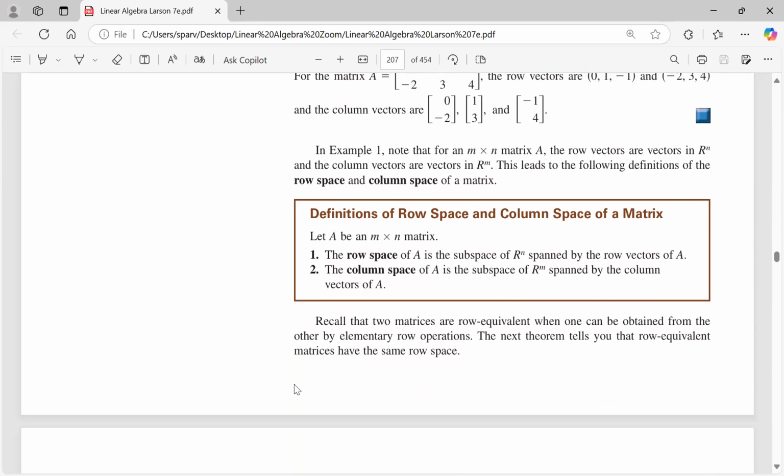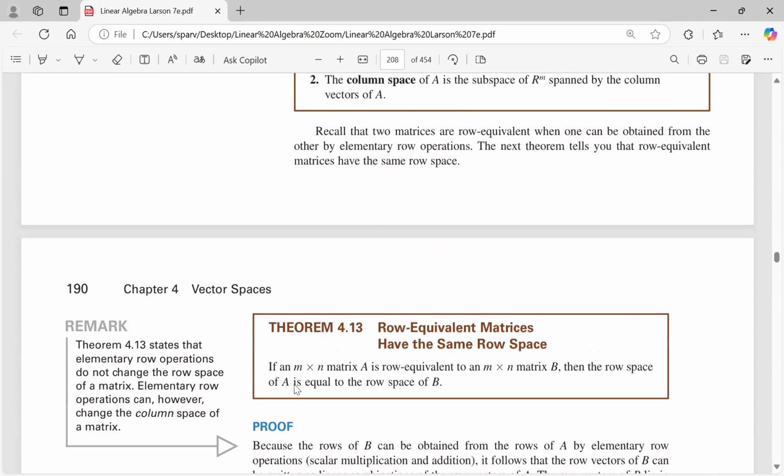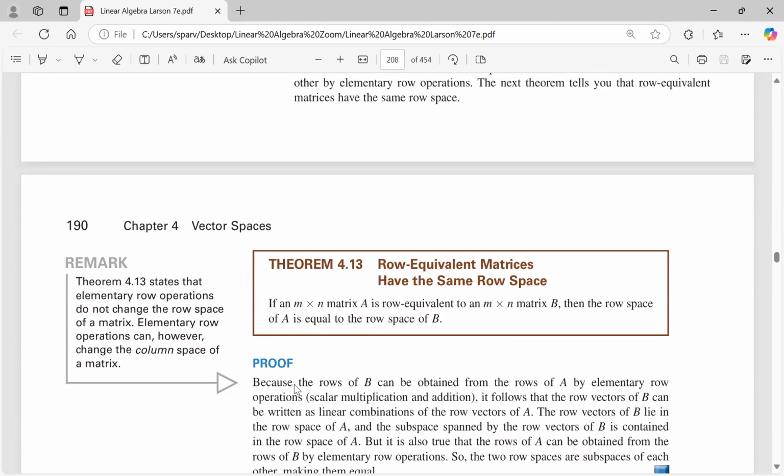And let's go to our first theorem. In this theorem, row equivalent matrices have the same row space. So once we go through, let's say, Gaussian elimination or Gauss-Jordan elimination, is that going to change the row space of a matrix? The answer is no. So if you have a matrix A that is row equivalent to another matrix B, matrix B is usually the one that is in Gaussian or Gauss-Jordan form. So if matrix A is row equivalent to matrix B, the row space of A is equal to the row space of B. So that doesn't change.